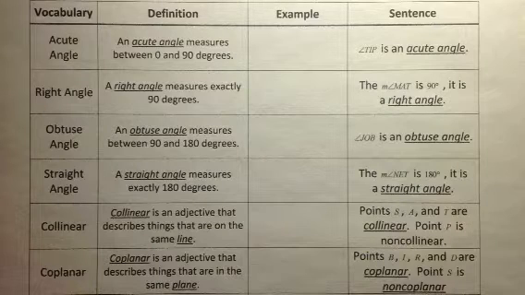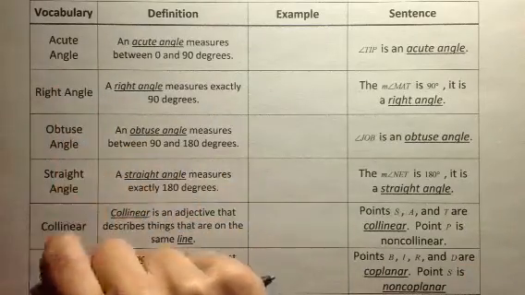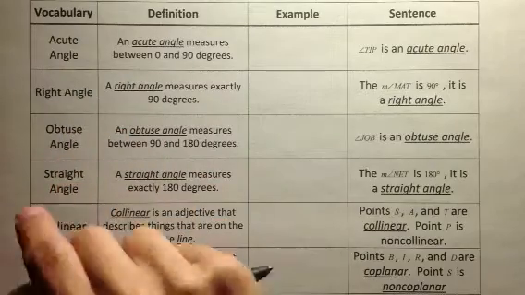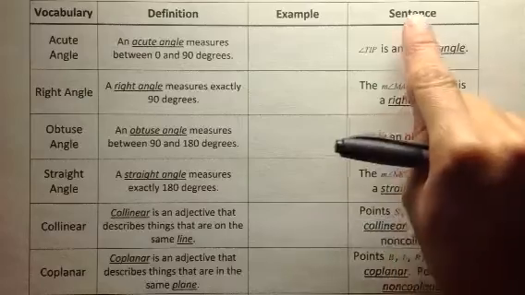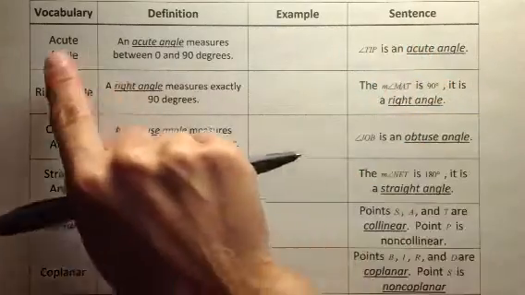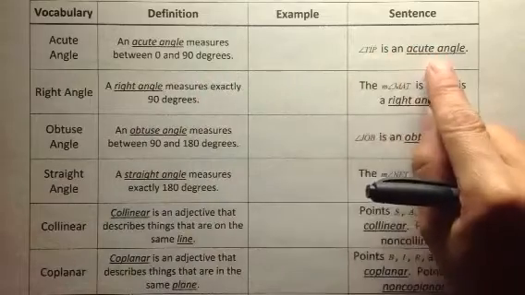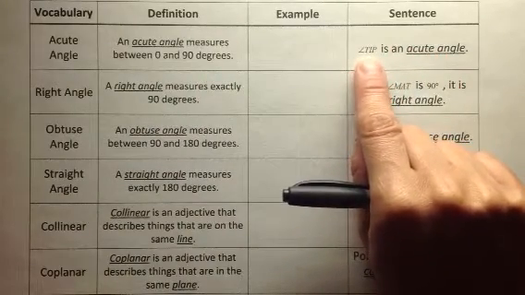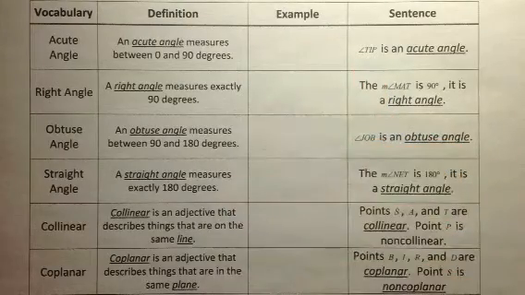Okay, the second set of vocabulary are actually adjectives. We've already defined what an angle was, so that's our noun, but acute, right up to straight are all adjectives that describe angles. So what I did here on the back is I gave you the definition again, the vocabulary, the definition, but this time I've given you a sentence.